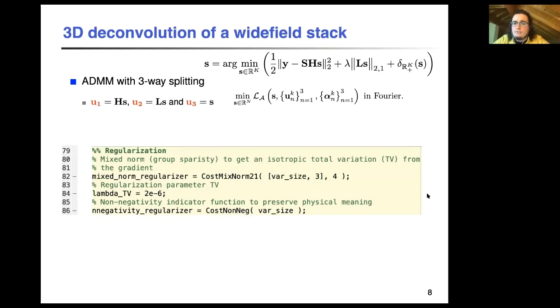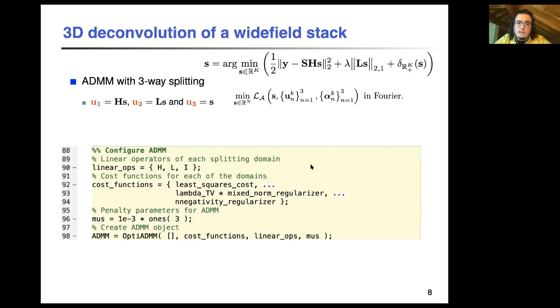Then for the regularization, it's similar. You define the mixed norm regularization as a cost mixed norm 1, and you give it the size of the input. This is going to be the variable size times 3, because the gradient has three directions. Then you tell it across which index you want it to do the groups. In this case, it's the fourth index, because the different components of the same gradient are going to be in the fourth dimension. Then you define the regularization parameter, lambda, and the non-negativity regularization is simply the cost non-negative, which we have as a template.